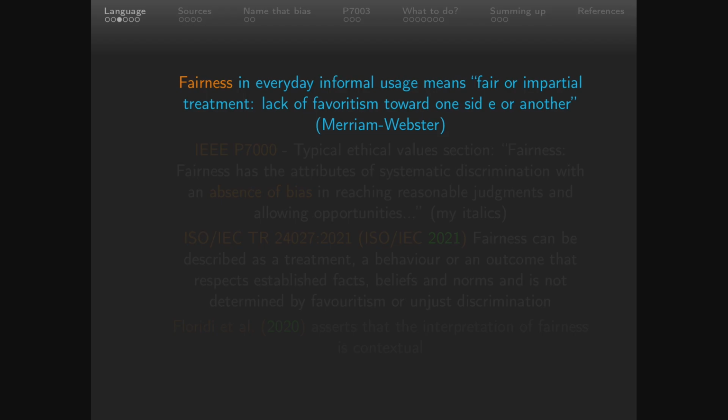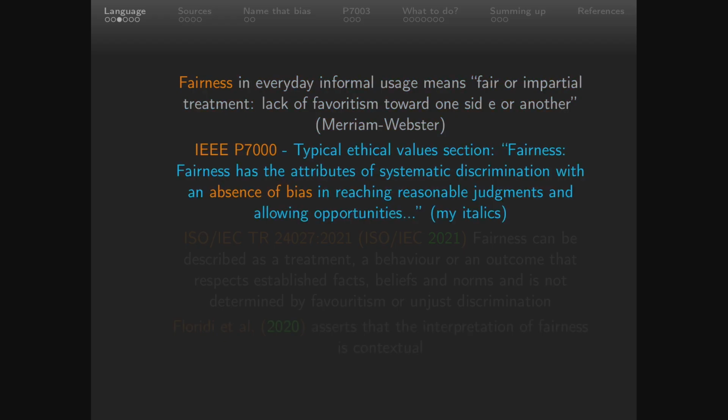And then if we turn to fairness, well, fair or impartial treatment from another dictionary. And ISO 1007 talks about, in one of the appendices, which it calls a typical ethical values appendix, where we might define fairness as the attributes of systematic discrimination. It's a strange word to be using in this definition because of what we just said about discrimination. And an absence of bias. Okay. How useful might that be in reaching decisions? I have chosen to highlight absence of bias in here because, as we'll see in a moment, an absence of bias is not actually very much use to us.